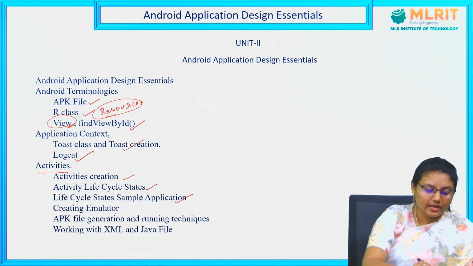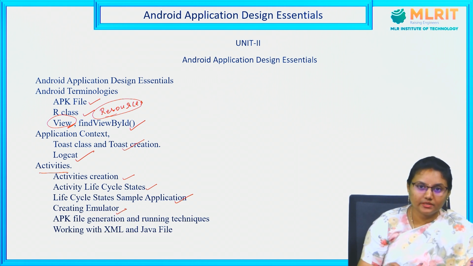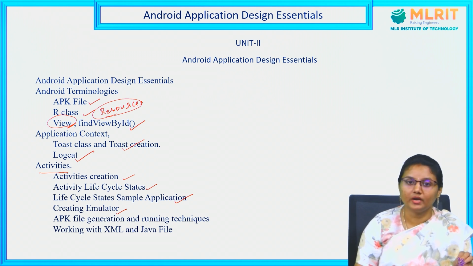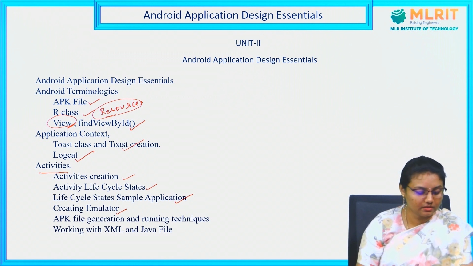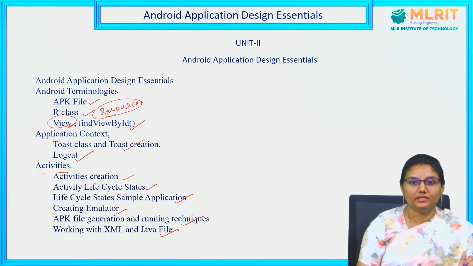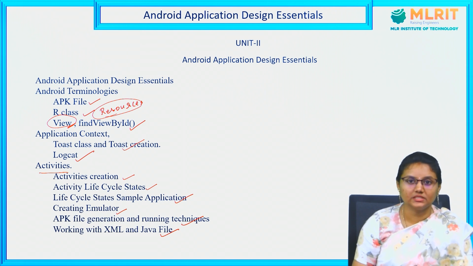Then creating an emulator: how to create an emulator, as we have seen to some extent in our first unit, how to install a device and how to create an emulator device. Then APK file generation, running techniques, working with XML and Java files. So this is the overview of whatever we are going to discuss in unit 2.